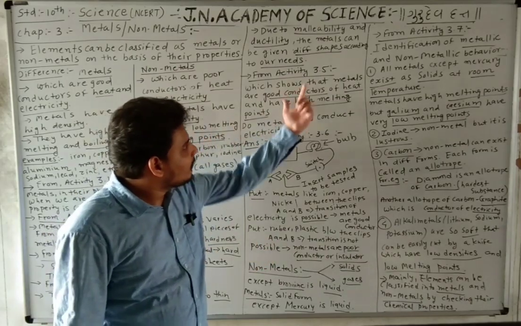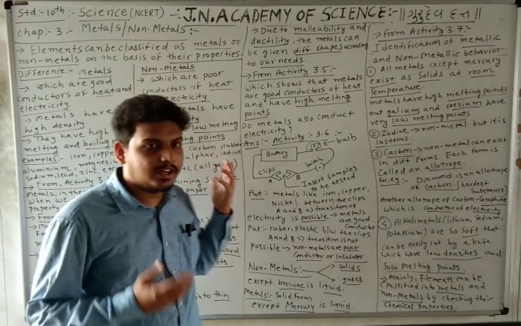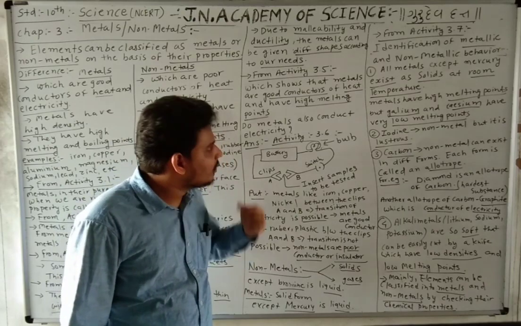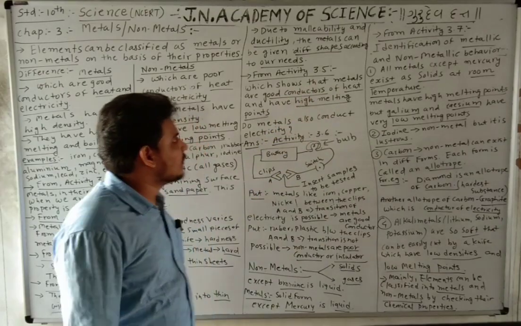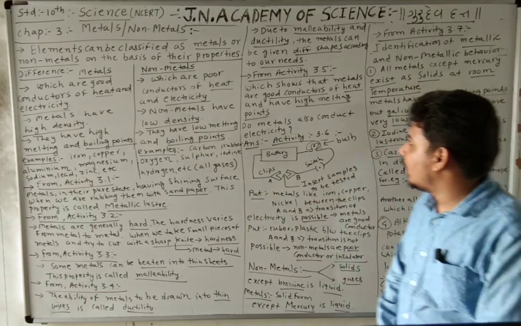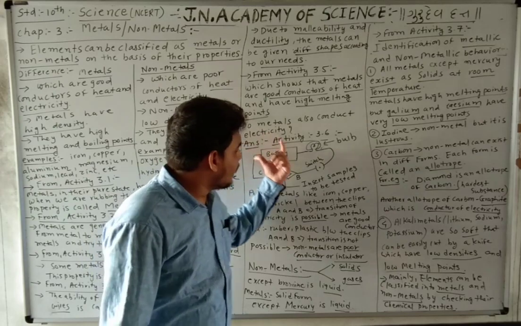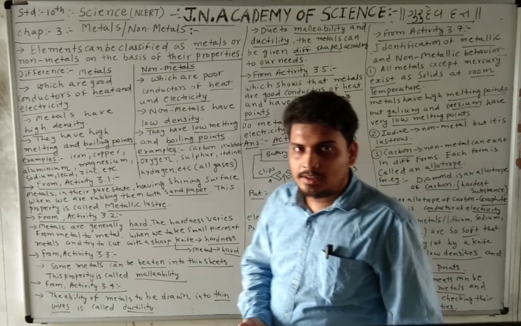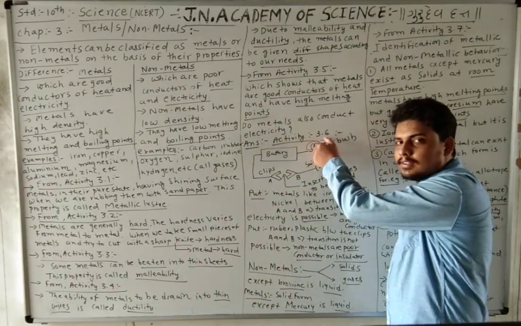Then from activity number 3.5, this activity shows that metals are good conductors of heat and have high melting points. Then the question arises here: do metals also conduct electricity? This is the main question for us. So look at activity number 3.6 in your textbook.